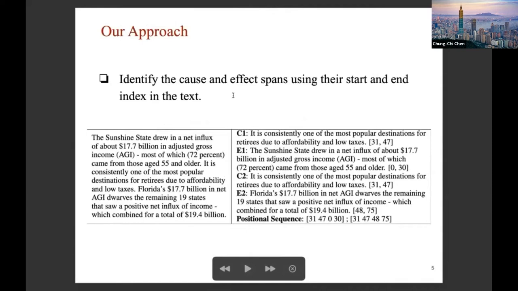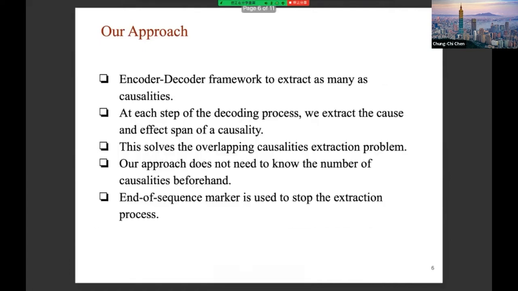So what is our approach? We identify the cause and effect spans using the start and end index in the text. You can see in the same example, we use this positional sequence. In the positional sequence, the first number is the index of the start token in the text for the cause span, and 47 is the end index of the cause span. Then comes the start index of the effect span, and 30 is the end index of the effect span. So these are four numbers, and for as many cause and effect pairs as there are, there will be such quadruples, and then we use an end of sequence marker to end the generative sequence.